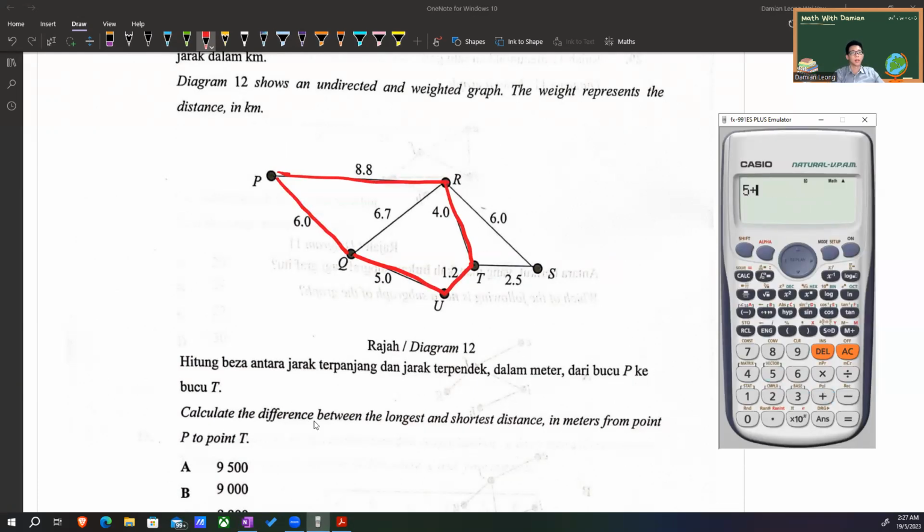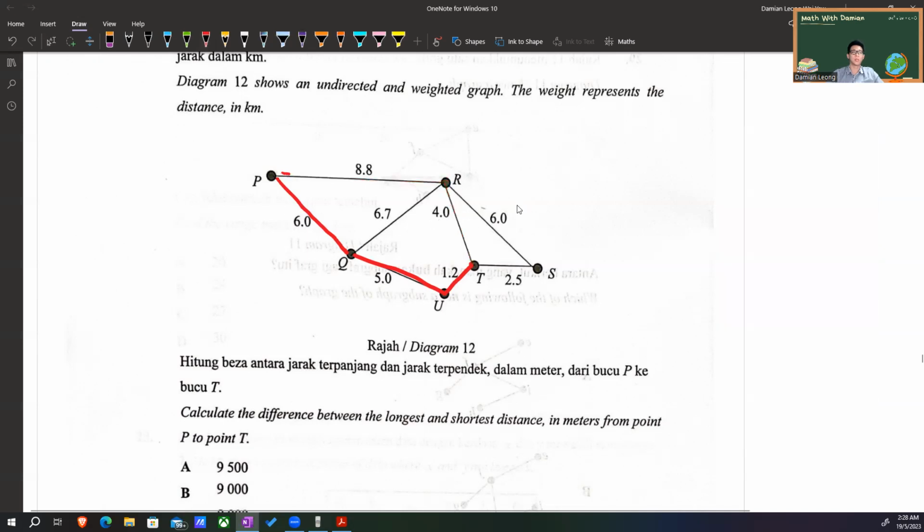6 plus 5 plus 1.2, 12.2. The other one, 8.8 plus 4, that is 12.8. So yeah, shortest should be P Q U T.